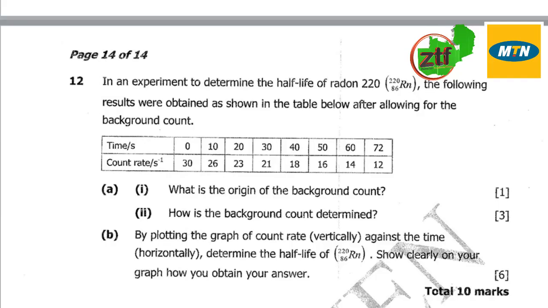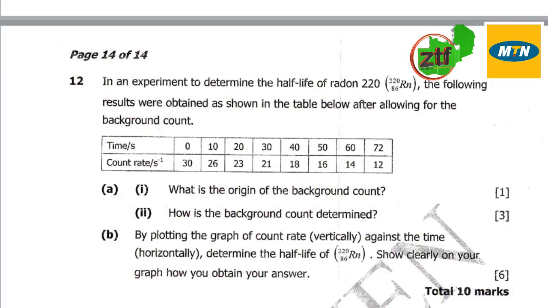The question says again, how is the background count determined? It is basically simply by getting a GM tube with a rate meter on it. You bring it where the radiation is suspected to be coming from, and it will register a reading. Even before you bring the source that you want to deal with, the rate meter will show a reading on the GM tube, and that will indicate the background radiation. You take note of that, so that as soon as you expose the new and fresh sample to the GM tube, the rate meter will register a higher reading, and then you subtract what was there before, which is the background radiation. That's how the background radiation can be determined.